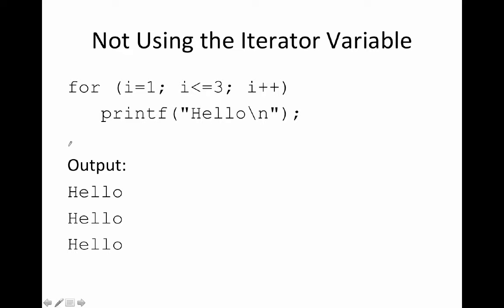Here's an example in which we're not using the iterator variable inside the loop. So again, the for loop says i is going to go from 1 to 3 in steps of 1, and for each value of i, 1, 2, and 3, we're going to execute the action which prints hello. So when i is 1, we print hello. When i is 2, we print hello. When i is 3, we print hello, and then i gets the value 4, and that gets us out of the loop.